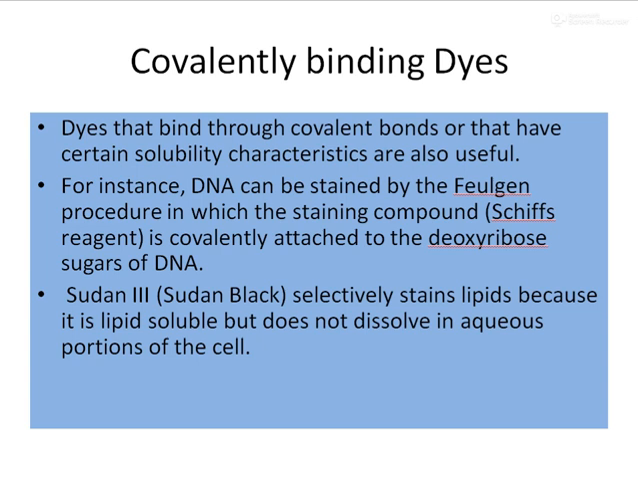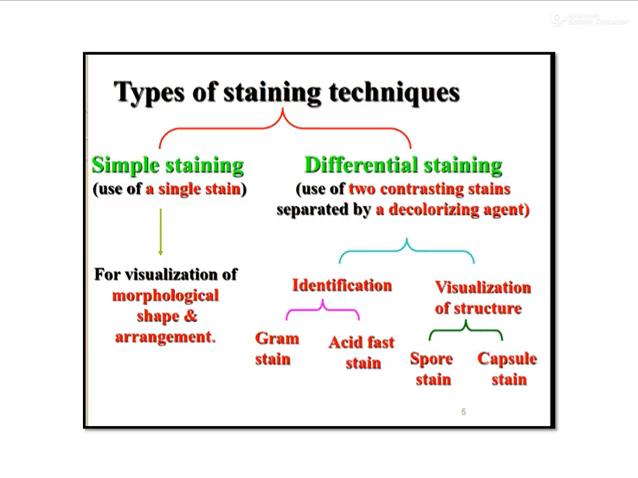So now that we have the ionizing based dyes as well as the covalently binding dyes, let's move on to the different staining techniques. If we consider the types of staining techniques, you have basically two types: a simple staining technique as well as a differential staining technique. As we had mentioned earlier, in a simple staining technique, you use a single type of stain to visualize the microbes, and you can see the morphological shape as well as the arrangement of the bacteria or the microbe under study.